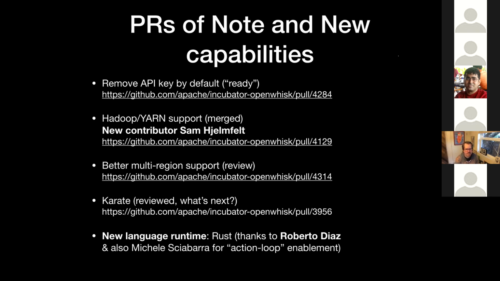We do have a new language runtime for enabling Rust support. So thanks to Roberto Diaz and also Michele Chiabara, who did the action loop, and now that fully supports Rust as well. And I think the next step there is adding the action interface conformance tests, and the repo already exists. And once the tests are enabled, then we can start pushing that image from the repo to Docker Hub and include it as part of the OpenWhisk runtimes manifest, so it's more easily available.